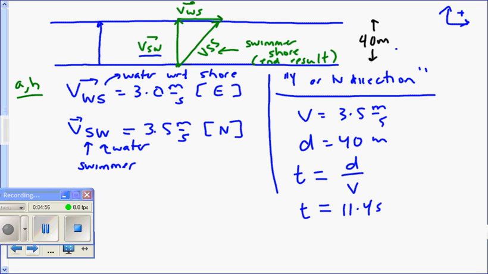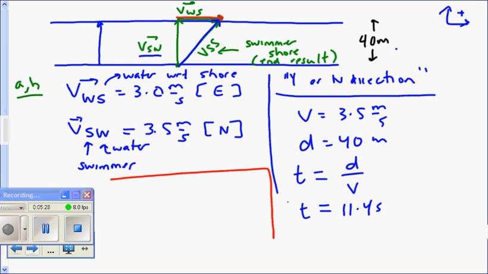So even though he ends up going this far, in the direction that he's crossing, where he has to cross 40 meters, he can swim at 3.5 meters per second. So it ends up taking him 11.4 seconds to cross. Now, the question of how far he gets carried downstream is actually just a matter of saying, in the downstream direction, he's moving at 3 meters per second.